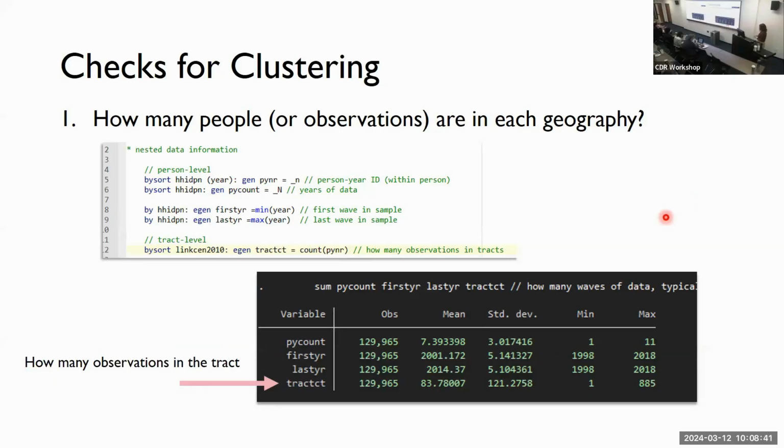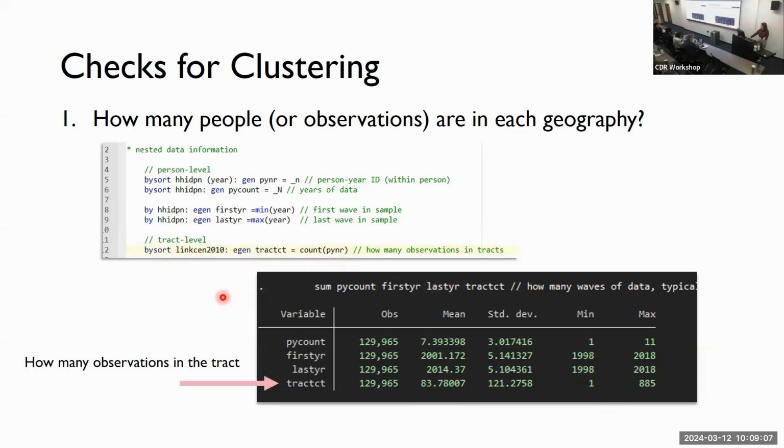And so this just provides some summary information. We have about 83 observations on average within a census tract in this example. That variable is being produced by this last line of code here. If you were in a 2-level format, you would just adjust this code with the respondent ID rather than the person-year identifier.